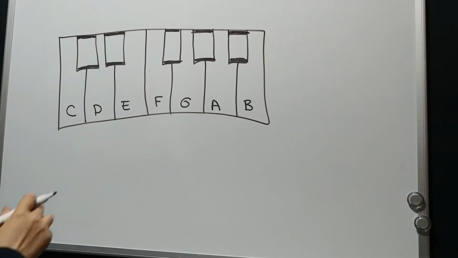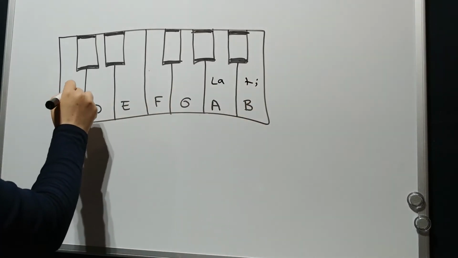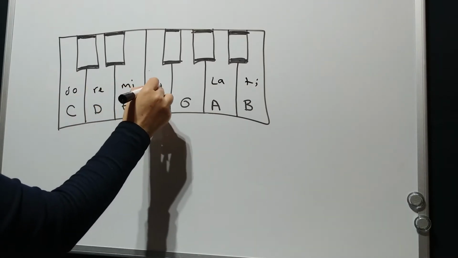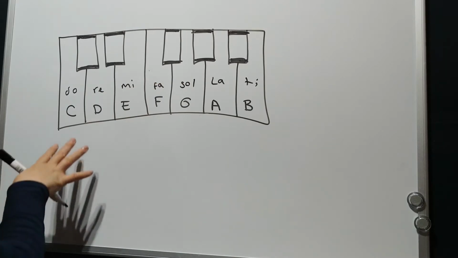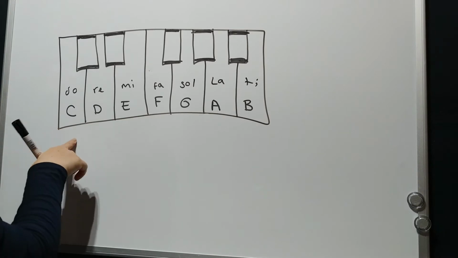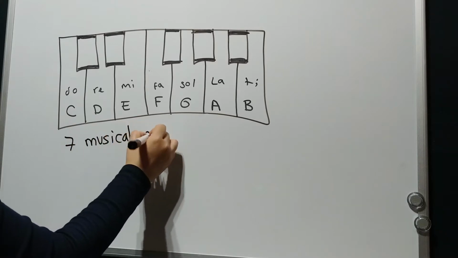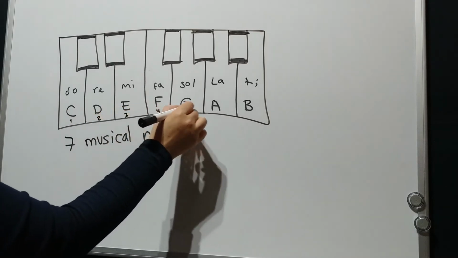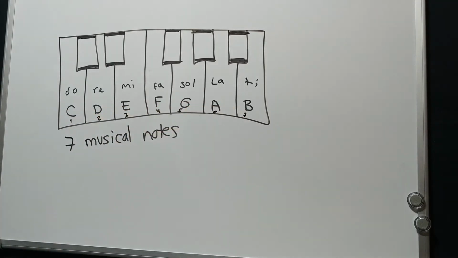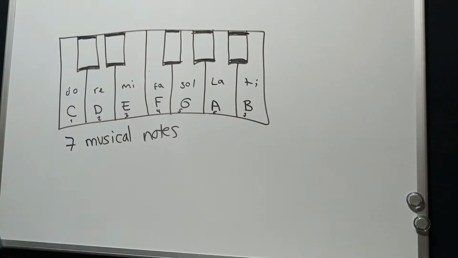Okay? There's another way we can call each one of these notes. We can call it La, Ti, Do, Re, Mi, Fa, Sol. Okay? So technically, this is the way it works. We have 7 musical notes, which are these 7. So 1, 2, 3, 4, 5, 6, 7. And then from those 7, we're going to create 5 more, which are going to be the ones that are over here on the top.